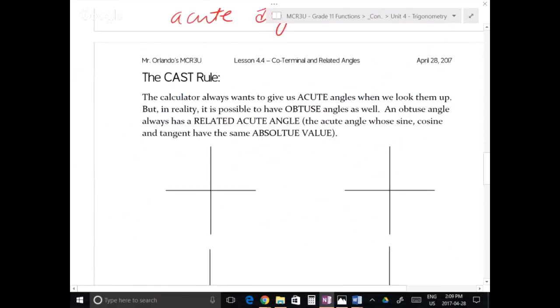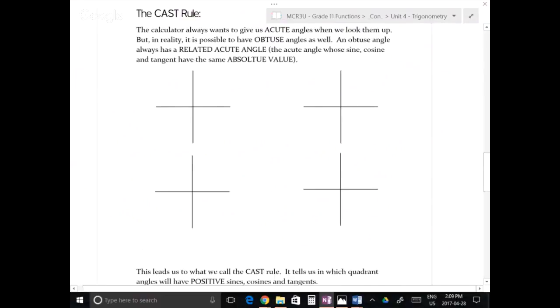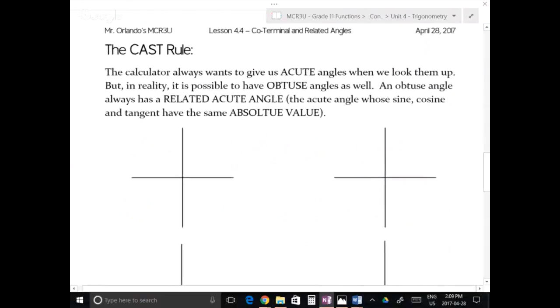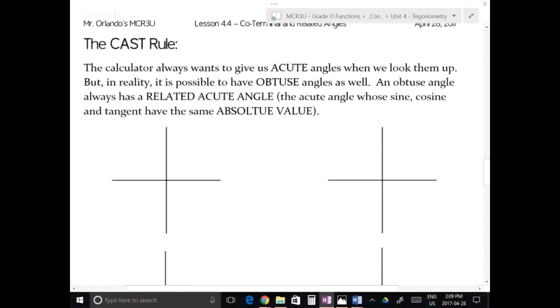Next page. The next page, and the last page is going to be your homework. So this is the last page we're doing together. It is something we call the CAST group. The calculator always wants to give us an acute angle when we look one up. But in reality, it's possible to have obtuse angles as well. An obtuse angle has a related acute angle.